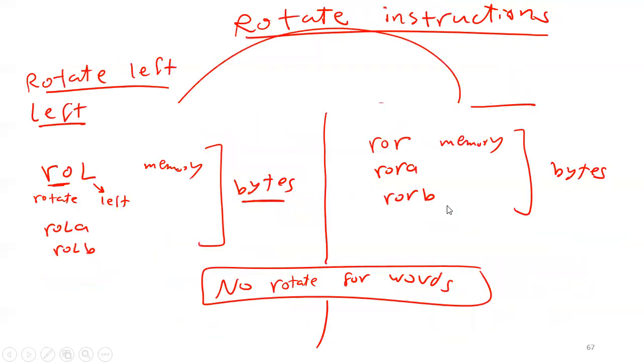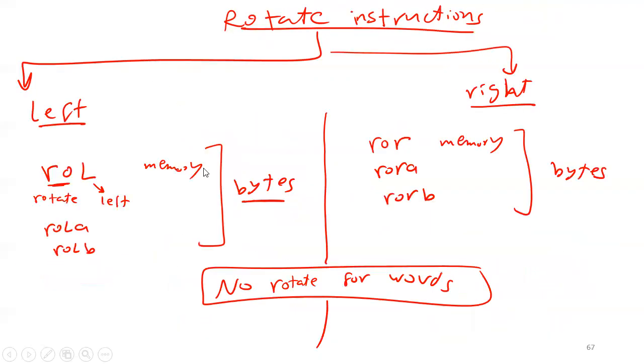So what instruction do you have here? I'm going to tell you what instruction we have. We have ROL, rotate. RO means rotate, L means left, rotate left for a memory location. This memory location has to be a byte. And then we have rotate A, and then rotate B. Is that okay? This is for right.